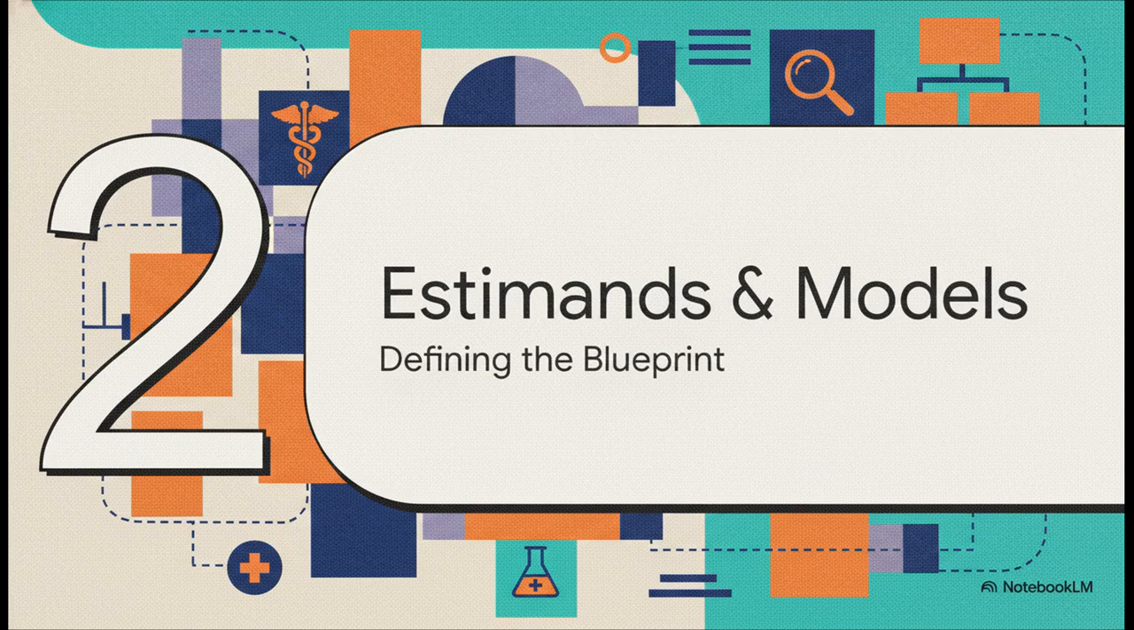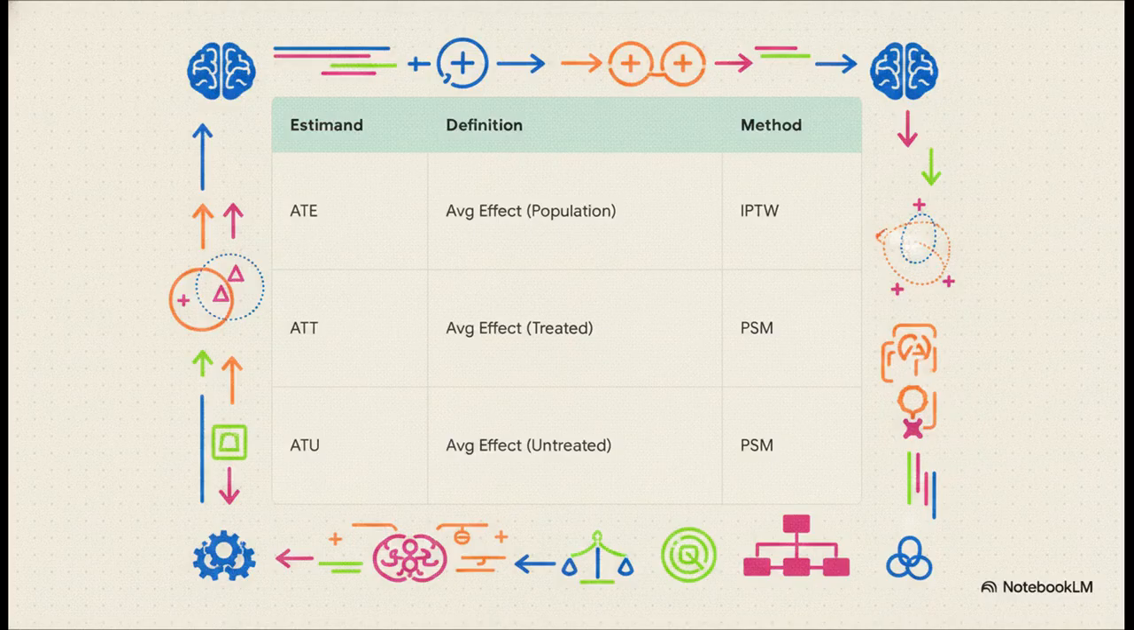Section 2. Estimands and model building. This is where we define the blueprint of our study. Before you run a single model, you absolutely must determine your treatment estimand during the study design phase. What exactly are you trying to estimate? Are you trying to find the average treatment effect, or ATE? This represents the hypothetical effect if your entire study population was forced to receive the treatment versus if they all received the control. We typically use inverse probability weighting, or IPTW, to calculate the ATE.